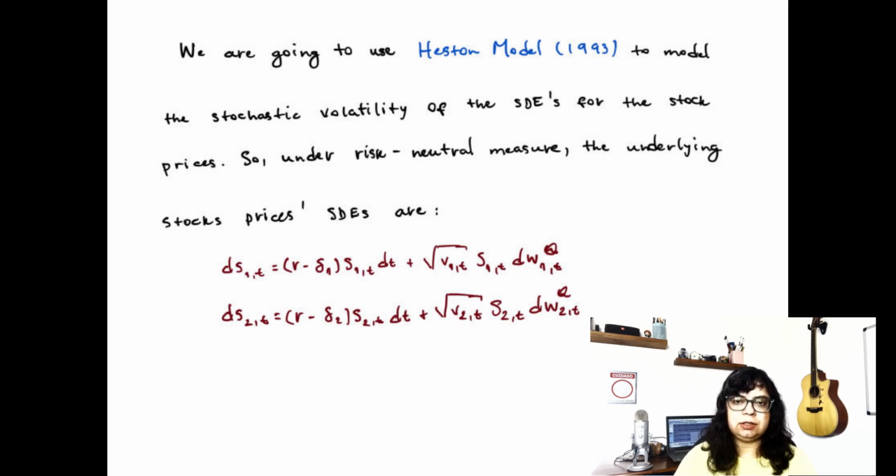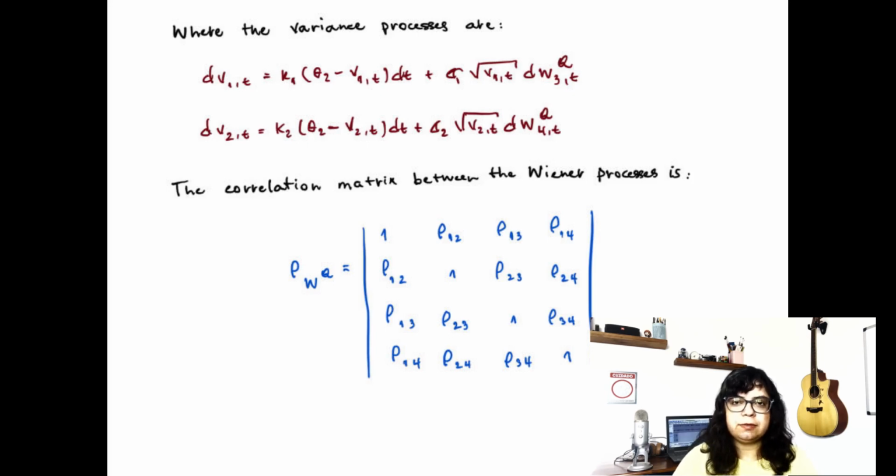For our purpose of pricing our European spread call option, we are going to use Monte Carlo simulations, and we are going to use the Heston model to model the stochastic volatility of the stochastic differential equations for the index prices. Under the risk neutral measure, the underlying stochastic differential equations for the stock prices are given by the two equations that you can see on the screen, and the variance processes are also given by two stochastic differential equations that you can also see on the screen.